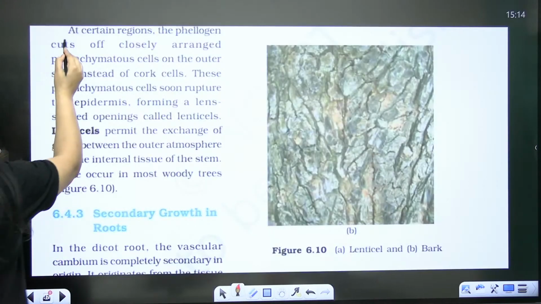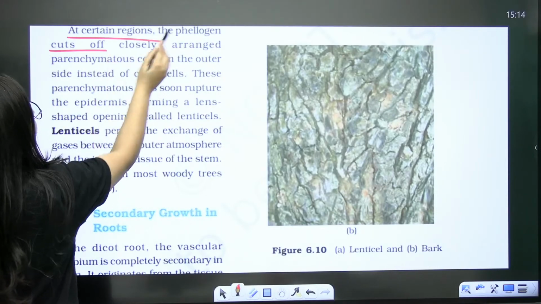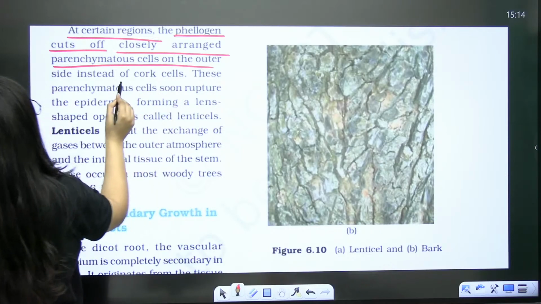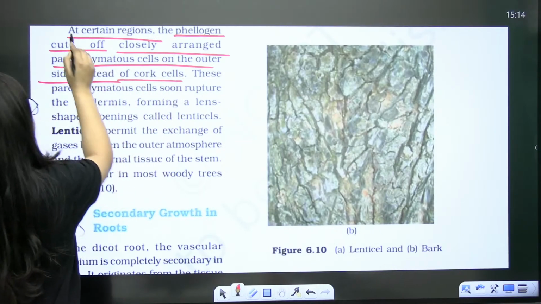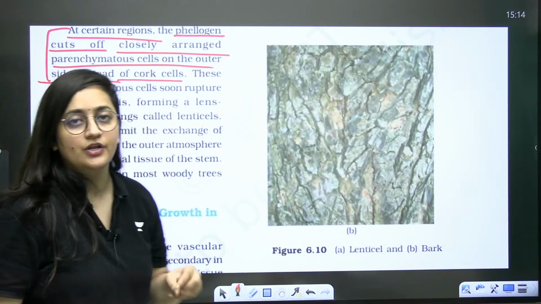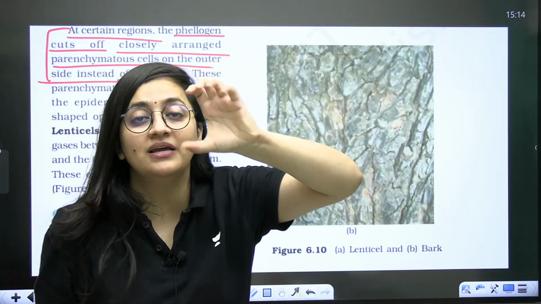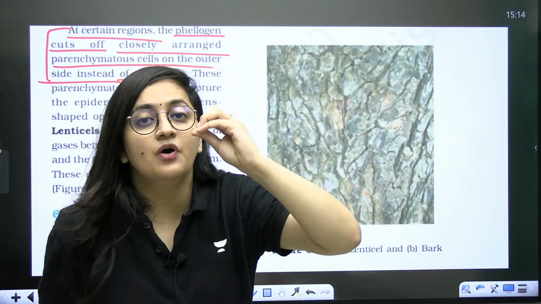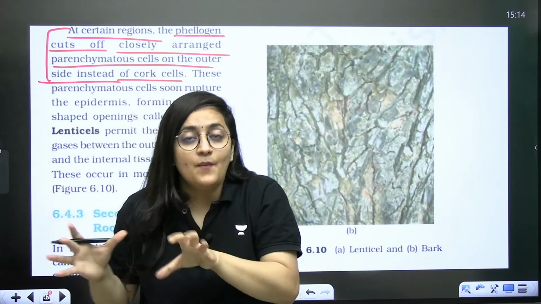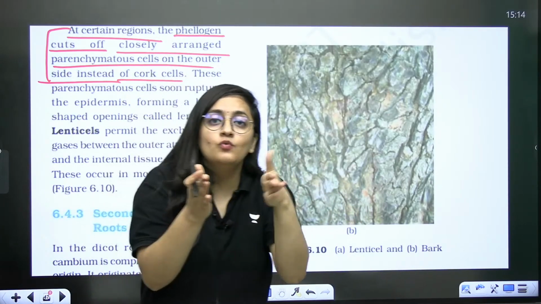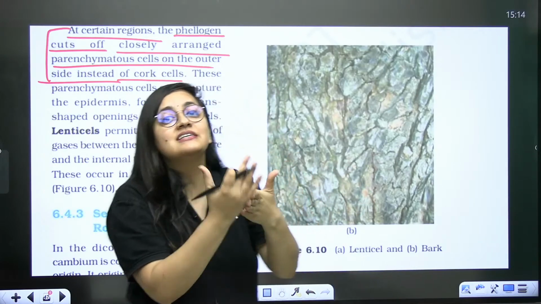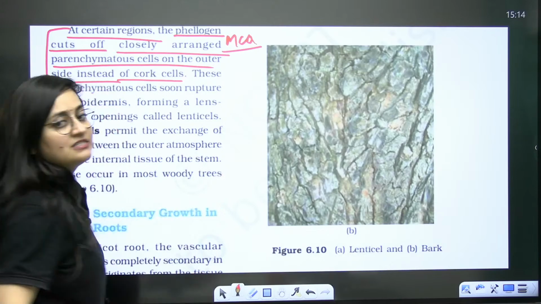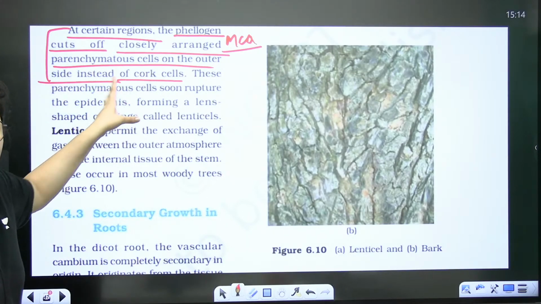At certain regions, phellogen, meaning cork cambium, cuts off parenchymatous cells on the outer side instead of cork cells. This line is very, very important. You know that on the outer side it usually forms the suberized cells, it forms the cork. But here at some places, this cork cambium towards the outer side forms some living cells. This point is very important, and your question can come from this part.